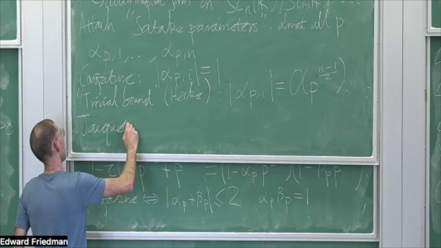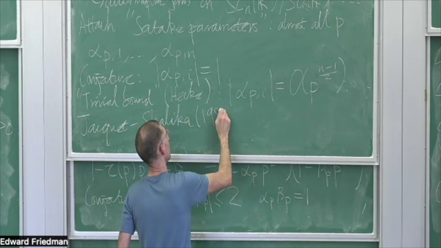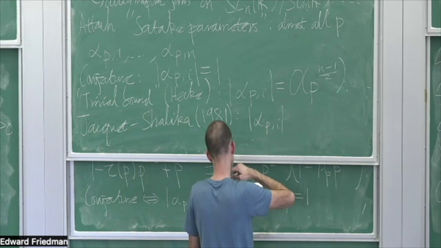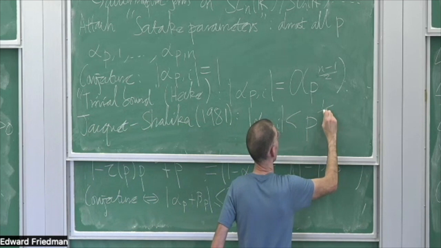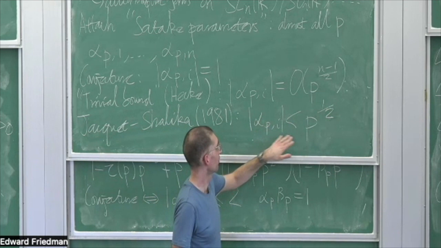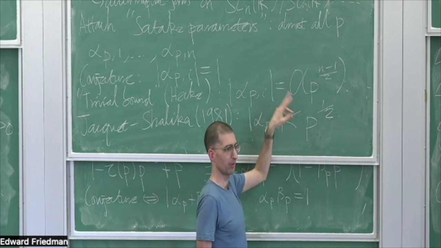You can track, in 1981, they proved a significant improvement on this for all n bigger than two. They showed that uniformly for any n, you have a bound of at most square root of p. Of course, for n equals 2, that's no better than this, but for n equals 3 and so on, it's getting a lot better. There are better bounds than this.